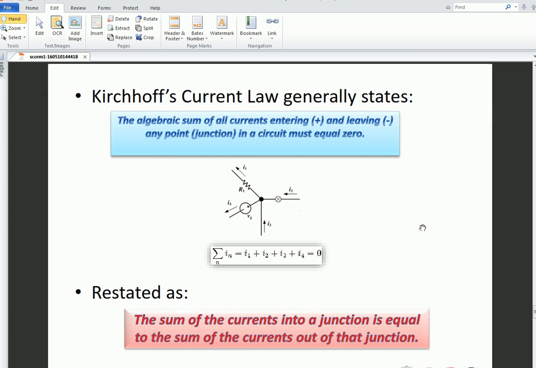The sum of the currents into a junction is equal to the sum of the currents out of that junction. In easy form we may say that the current entering the node is equal to the current leaving the node. This is the simple form. In algebraic form we have to define the polarity of the current.